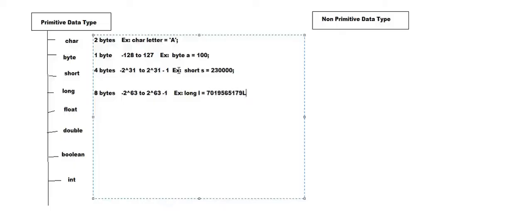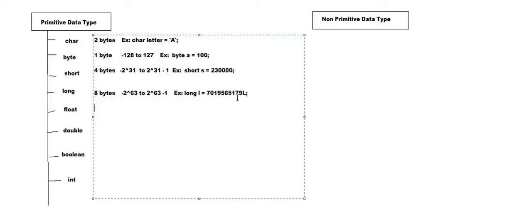and at the end, it is compulsory to add L. It can be in capital, it can be in lower. That is the most important thing which we have to keep in our mind. So long can store between minus 2 to the power of 63 to 2 to the power of 63 minus 1.